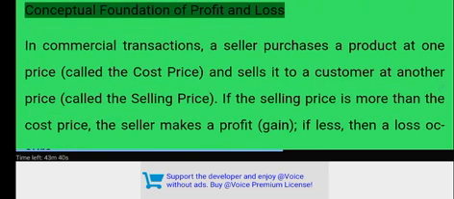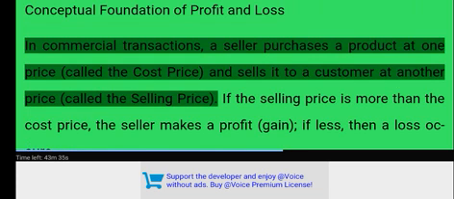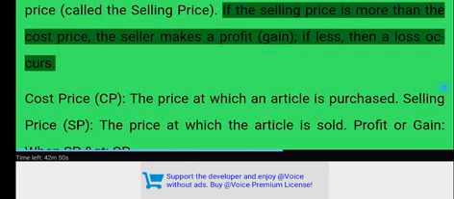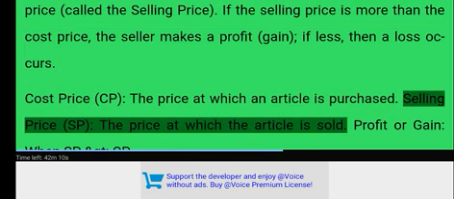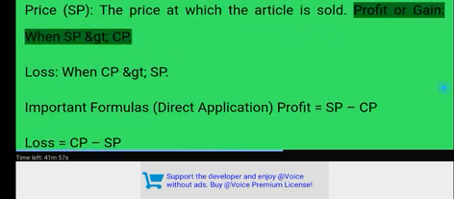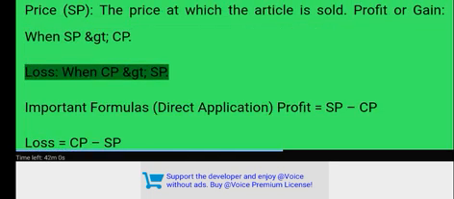Conceptual foundation of profit and loss. In commercial transactions, a seller purchases a product at one price called the cost price and sells it to a customer at another price called the selling price. If the selling price is more than the cost price, the seller makes a profit or gain; if less, then a loss occurs. Cost price, CP, the price at which an article is purchased. Selling price, SP, the price at which the article is sold. Profit or gain, when SP > CP. Loss, when CP > SP.